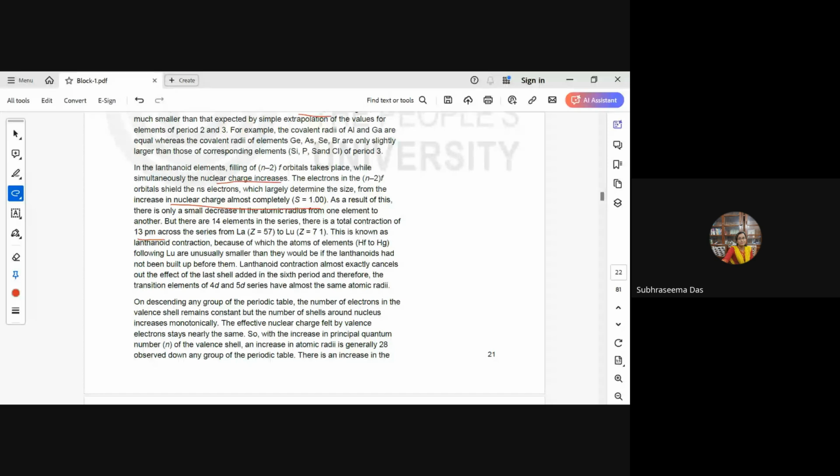There are various consequences of lanthanoid contraction. It almost cancels out the effect of the last shell added in the sixth period, and therefore the transition elements of the 4d and 5d series have the same atomic radii. Similar to lanthanoid contraction, we also have actinoid contraction. However, the actinoid contraction is not much pronounced, although the radius change is not much marked, the elements present in the 6d series show the consequences of this actinoid contraction.